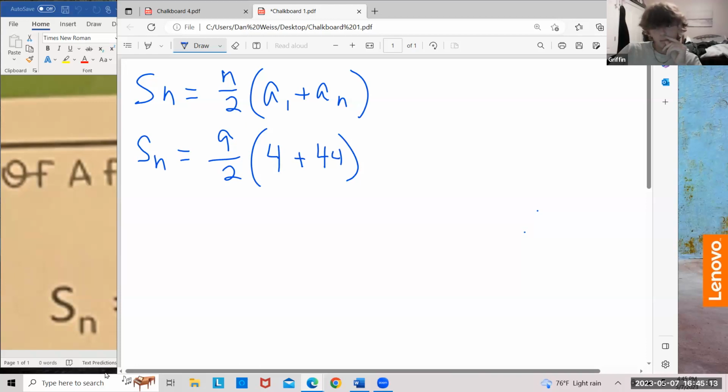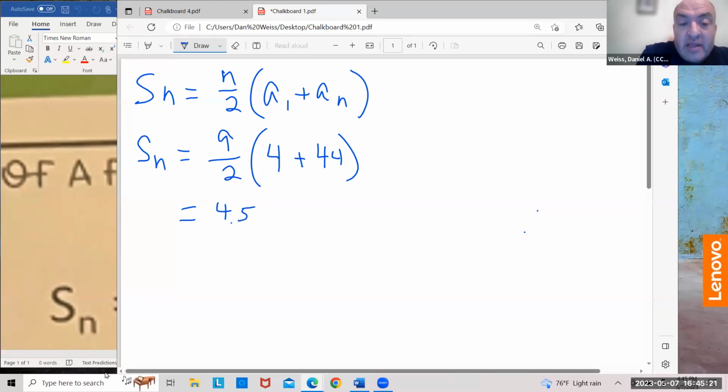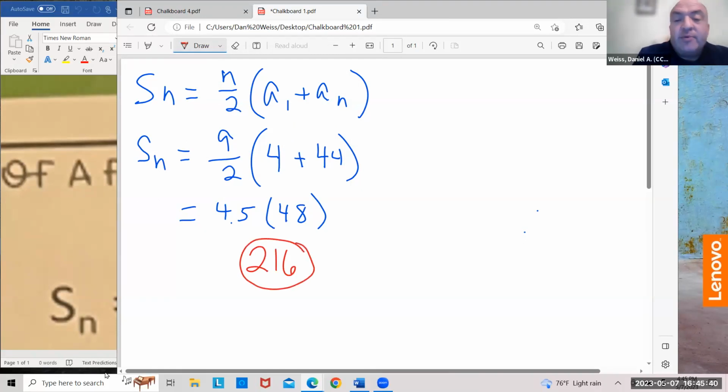Mhm. So hopefully this is not terribly challenging. 9 divided by 2, or 4.5, times 48. If I do 4.5 times 48 on the calculator, I get 216. That's what they all add up to. And I even went ahead and added them all up myself just to make sure I was doing it right. And yes, I was.